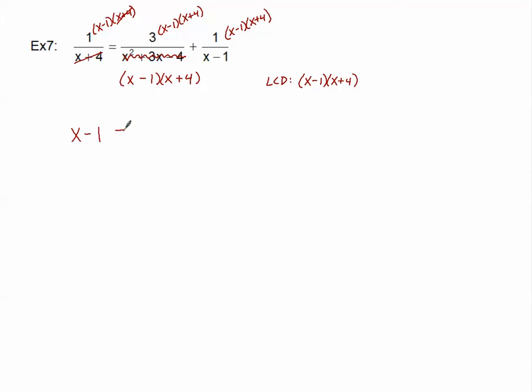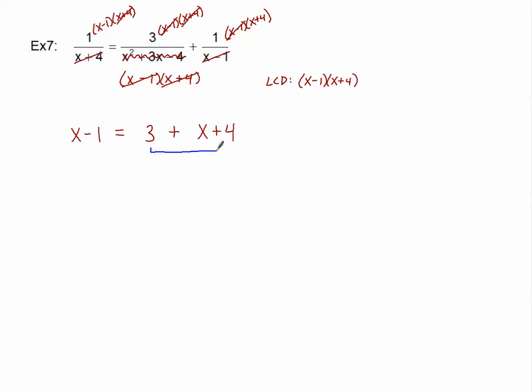Then my equal sign. The x minus 1 cancels away, and the x plus 4 cancels away, leaving only that 3. And then my plus sign. The x minus 1 cancels away, and that's all, so I have 1 and x plus 4. Okay. That really does not look like a difficult equation to solve.